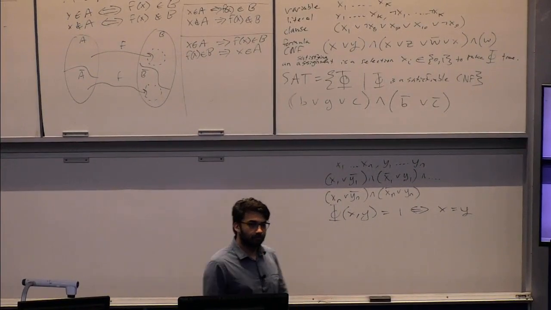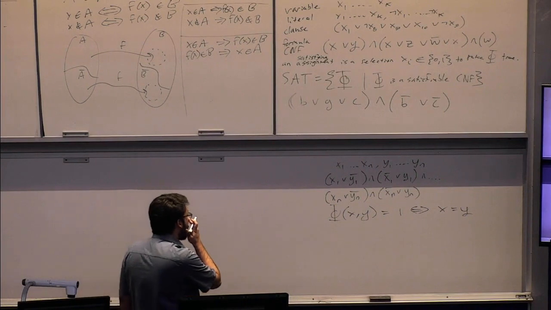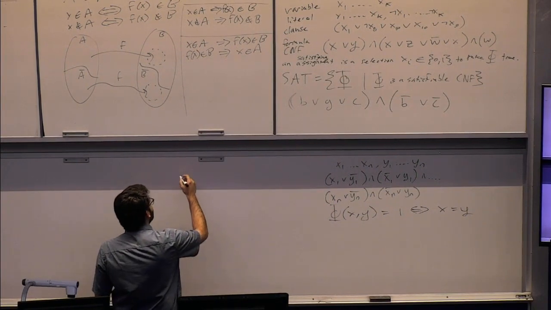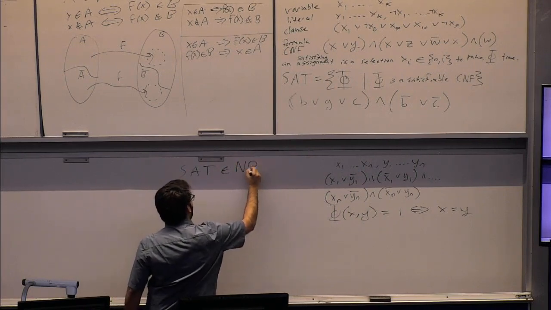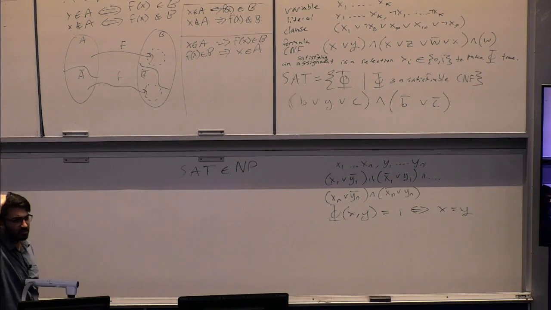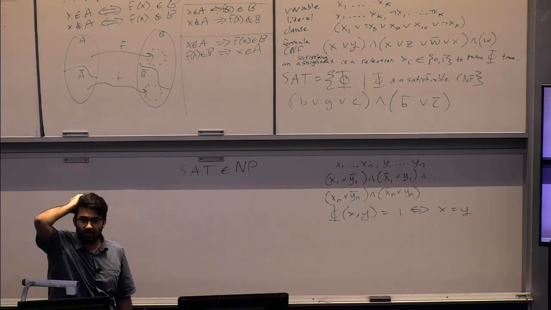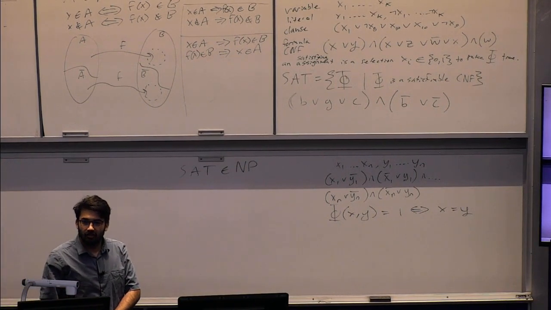Right. Let's prove SAT is NP-complete. So we're going to prove SAT is NP-complete. First, let's prove SAT is in NP. Okay. Why is SAT in NP? This one, it's the first one we've done, maybe. Let's describe it. To prove a problem is NP-complete, you show it's in NP and you show it's NP-hard.